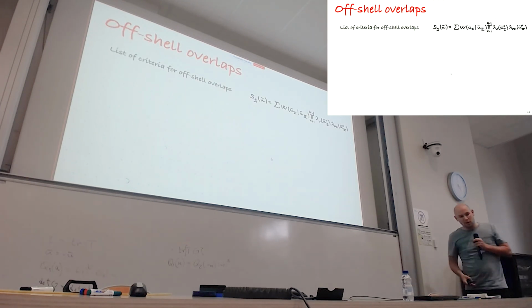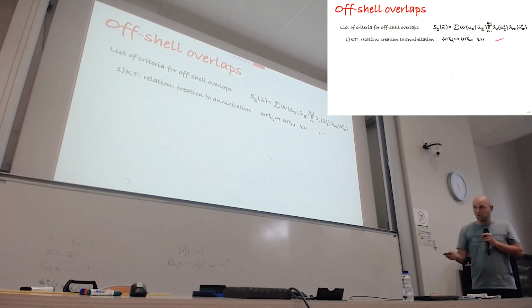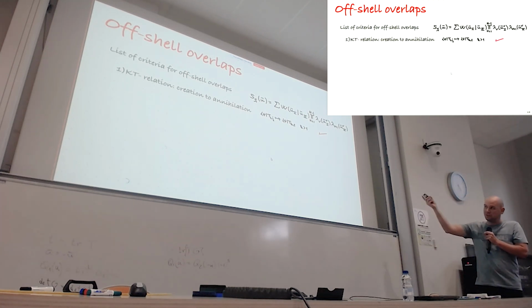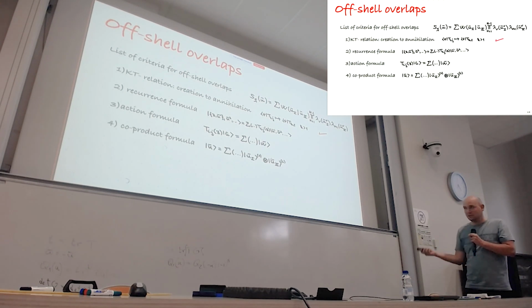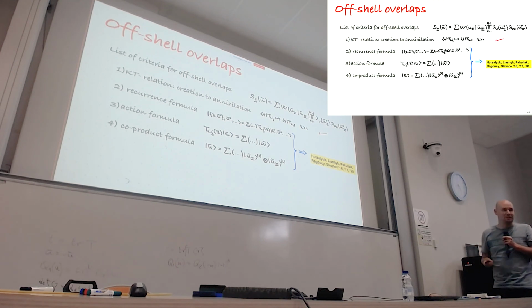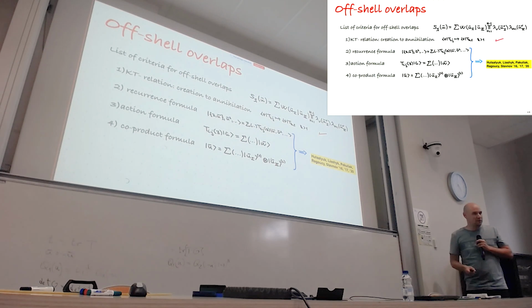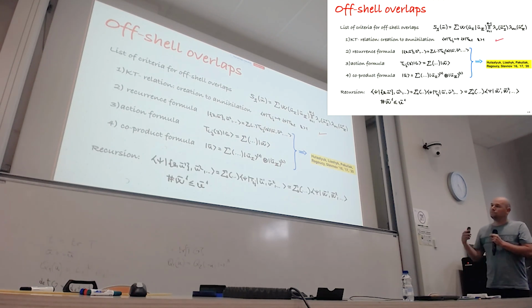Now we can repeat the calculation of the off-shell overlap, and we want to derive similar properties of the off-shell overlap. And what is needed for this calculation? We need the KT relation to change the creation to annihilation operators. We need a recurrence formula for the off-shell overlap. We need the action formula. We need a product formula. And luckily, these three ingredients exist, as determined in this list of papers. So I used these results to derive the properties of the off-shell overlap.